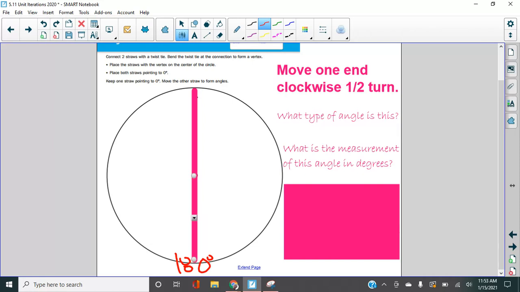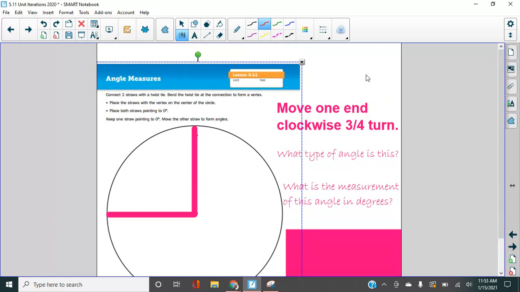Write it down. This angle is the easiest thing in math to remember. See how this is perfectly straight? This is called a straight angle. Isn't that nice? This is a straight angle. It is 180 degrees.